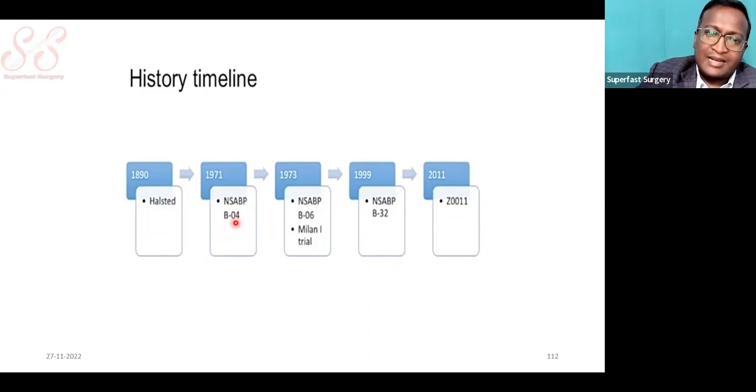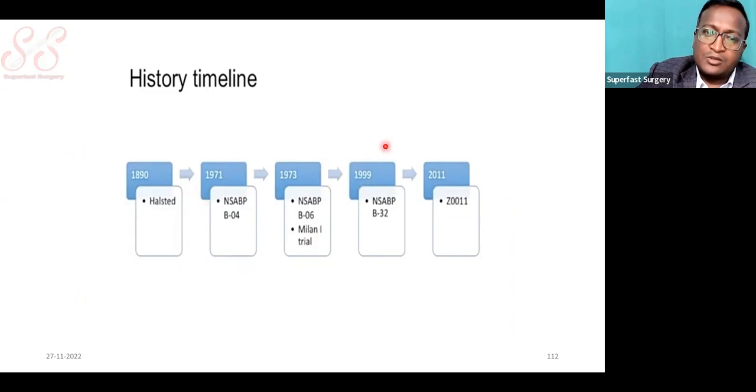After that, the search does not end at this point of time, and the NSABP B06 and Milan trial were performed, where they asked why we should do modified radical mastectomy, why we should not conserve the breast. So they moved from modified radical mastectomy to breast conservation surgery. Thanks to these two landmark papers, they found that survival is not impaired and the outcome is similar even after performing breast conservation surgery in cancer patients. So this was the landmark evolution in case of breast primary.